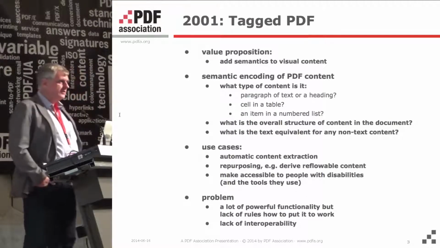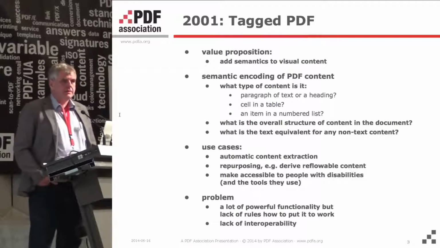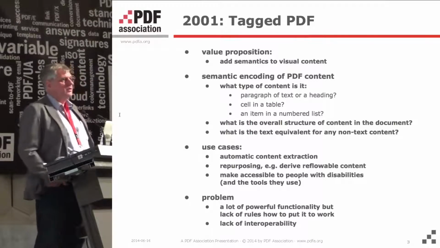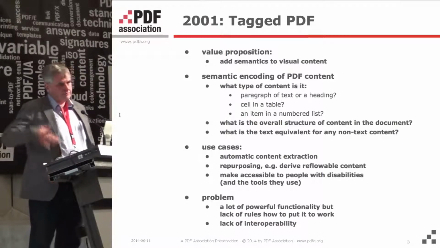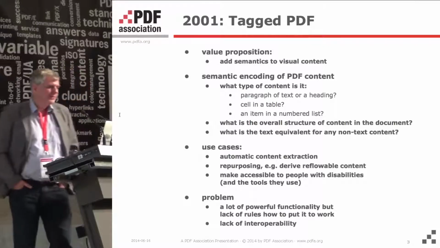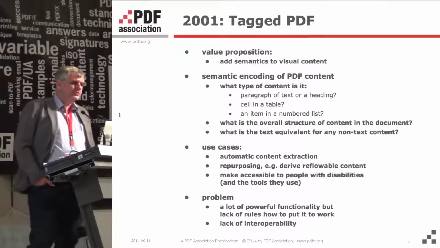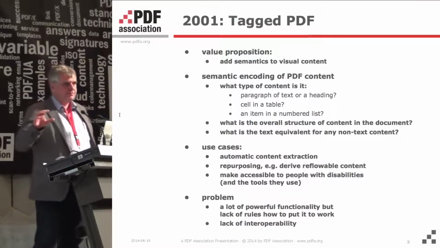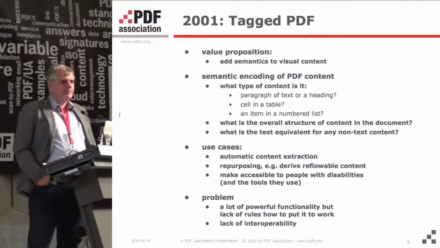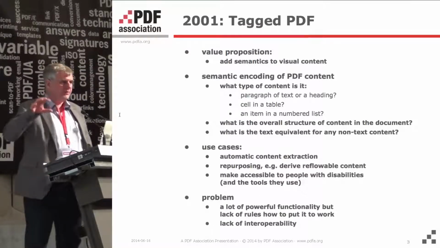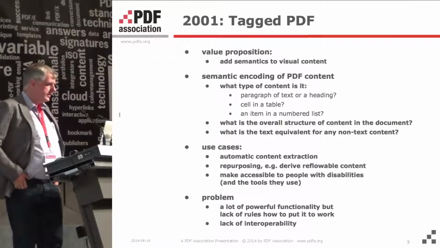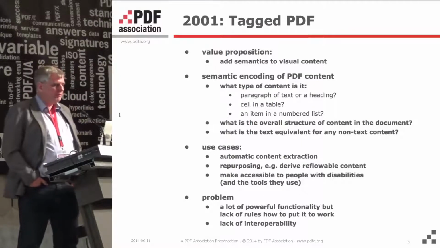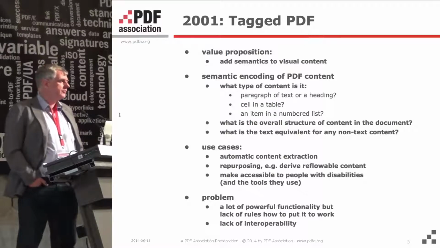In 2001, something else came along. At that time, still designed and published by Adobe, who at that time still was in control of the PDF format, which was handed over to ISO in 2008. And they introduced Tagged PDF. And the value proposition on top of the visual presentation was to add semantics. So be able to explain what that content actually is that you have in your file. And so you should be able, using Tagged PDF, to say whether your piece of text is a paragraph or a heading maybe.